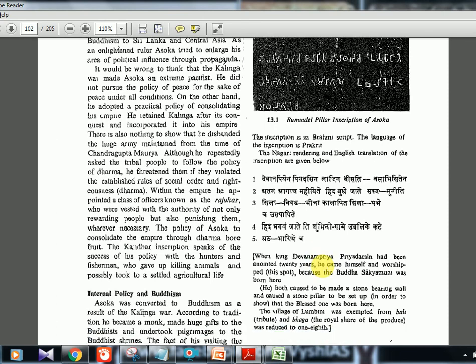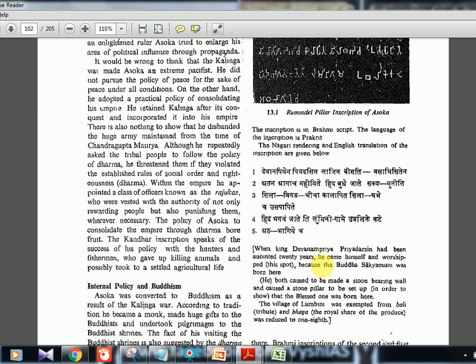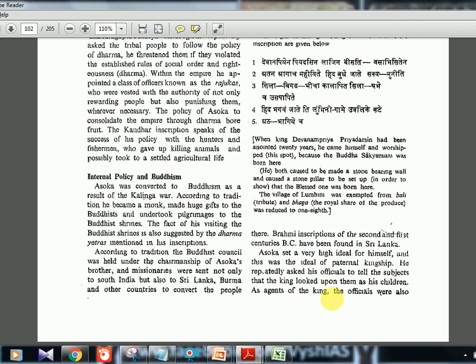One second. So here some inscription is given, Rumindei pillar inscription of Ashoka. Okay, so convert the people there. Brahmi inscriptions of the 2nd and 1st century BC have been found in Sri Lanka. So it's all about the Buddhist things, whatever he did for spreading the faith. Okay, Buddhist councils also are there. 4 Buddhist councils are very important. You should know who organized it and who was the chairman of it. We have a revision chart for it. Anyway, when you buy the MCQs, you will get the revision chart along with that. So in there it will be there. Okay, all the 4 things.